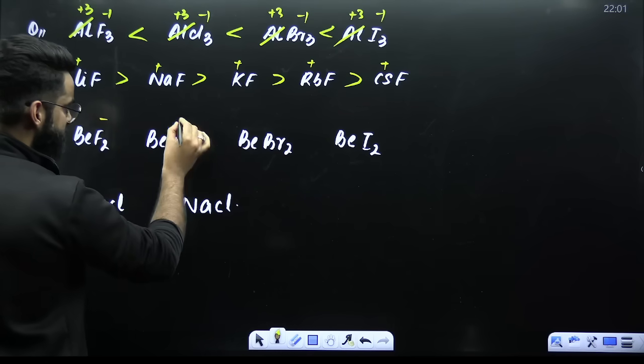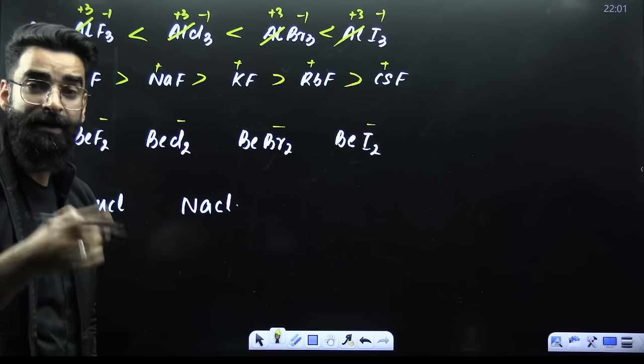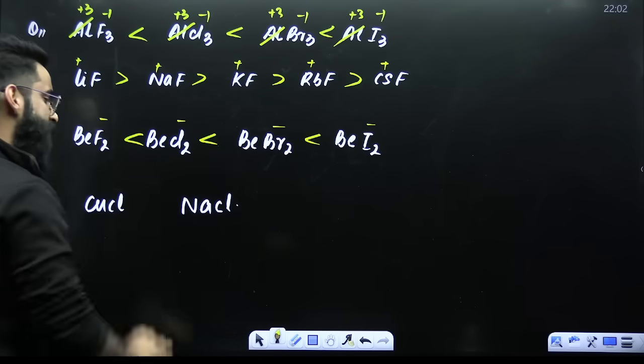Similarly, this is F-, Cl-, Br-, I-. Again, charge on every anion is the same. So talk in terms of size. More the size of anion, more the polarizability, hence more the covalent character.